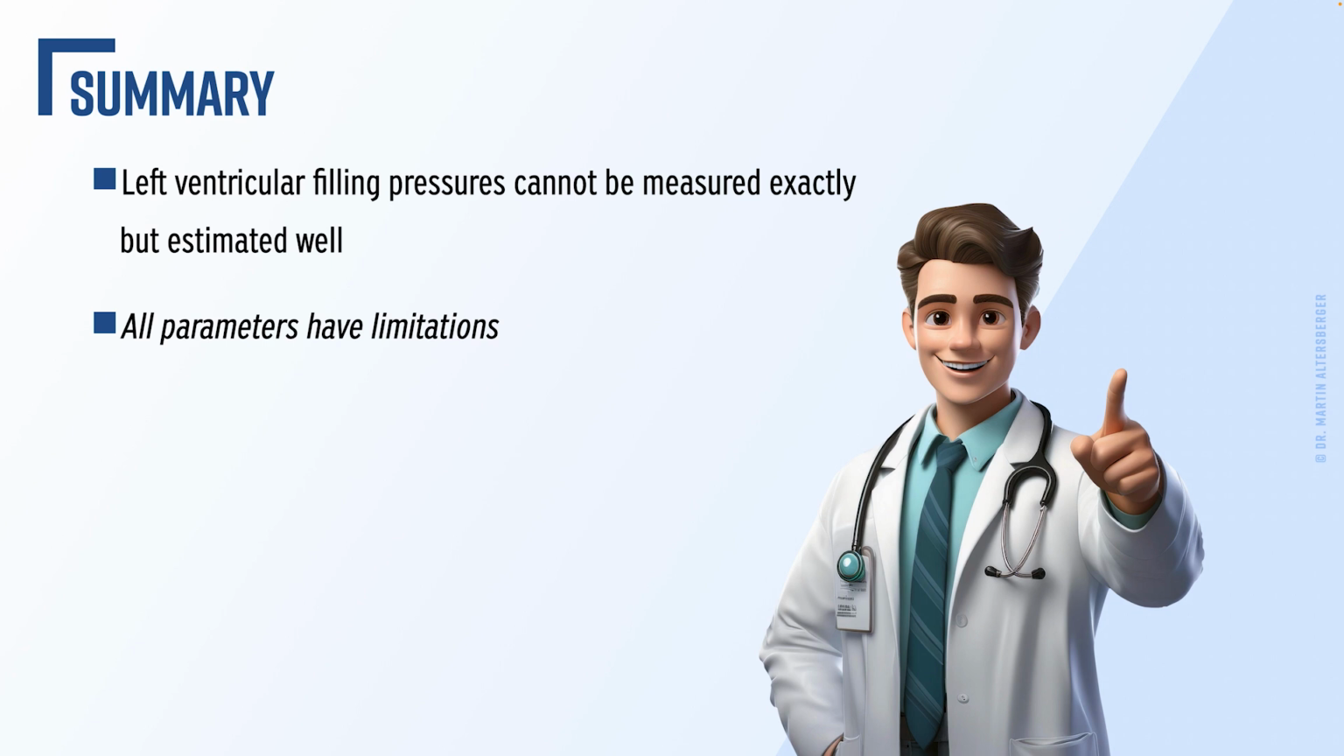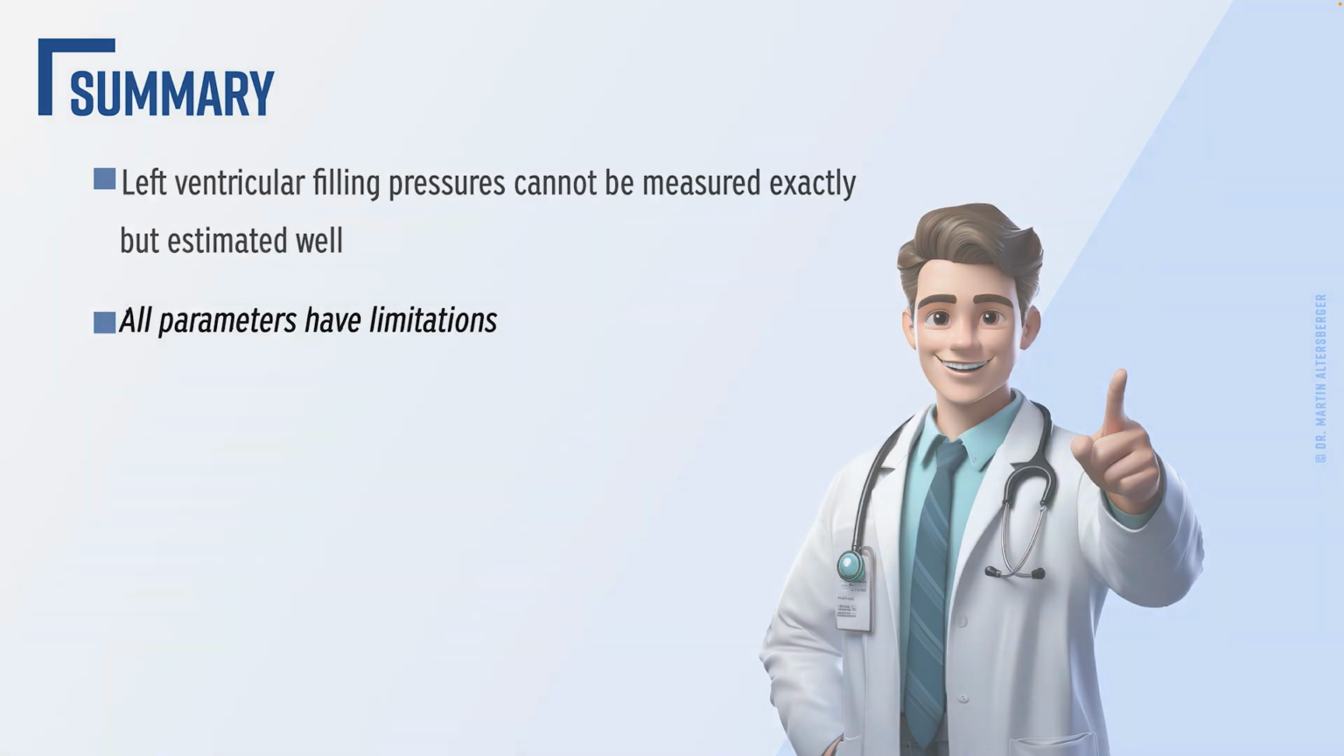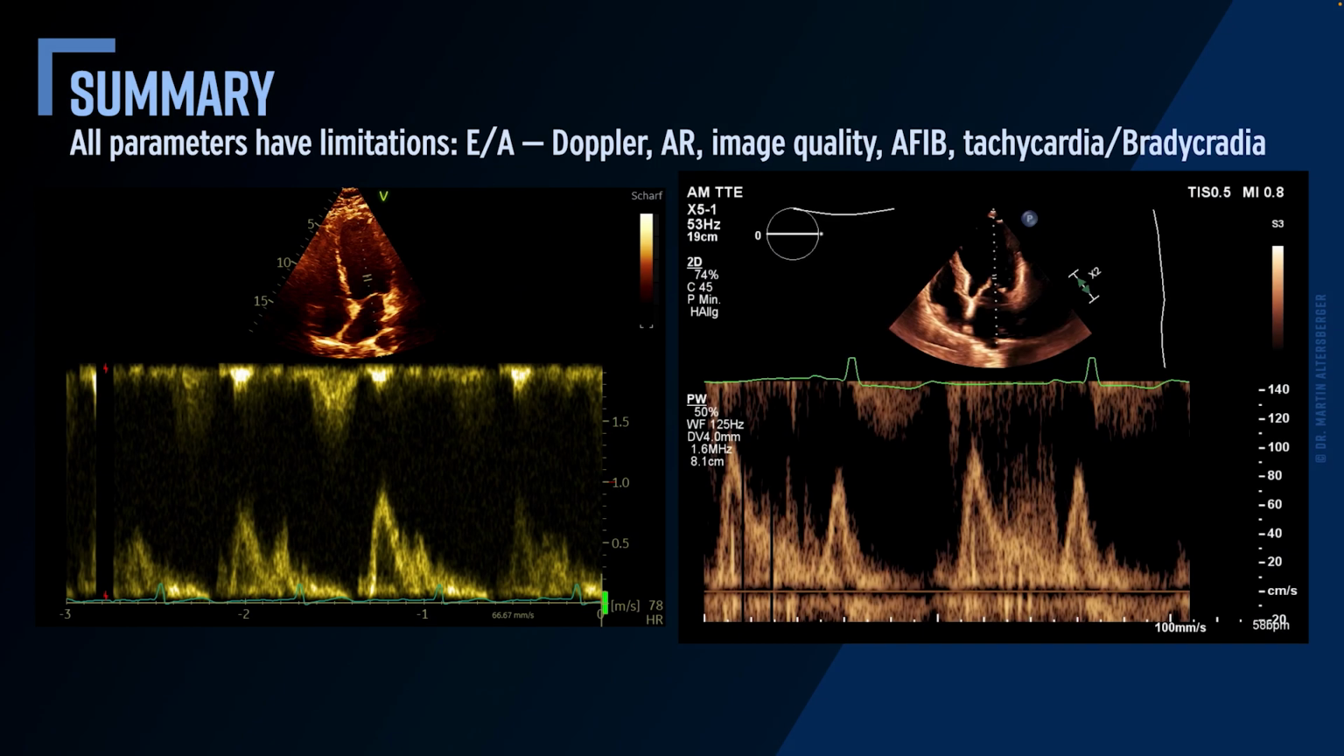But all the parameters have several limitations. And now we are going to discuss several parameters we need to measure to identify elevated or normal filling pressures. And we want to start with the so-called E to A ratio. We have here a Doppler measurement, a pulsed wave Doppler measurement, and we place the pulsed wave Doppler in that area, at the tips of the mitral valve leaflet. So really at the tips, not in the center of the mitral valve, but really in the tips of the mitral valve leaflet. And then we get an image.